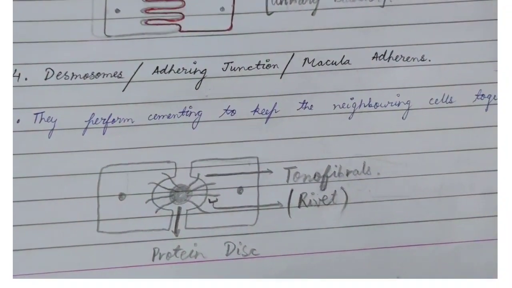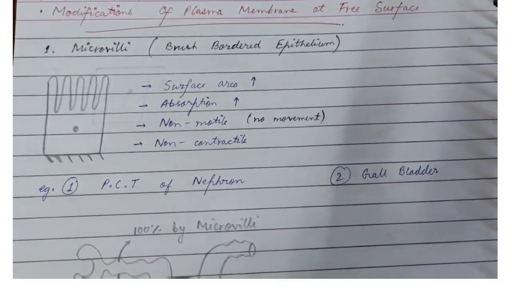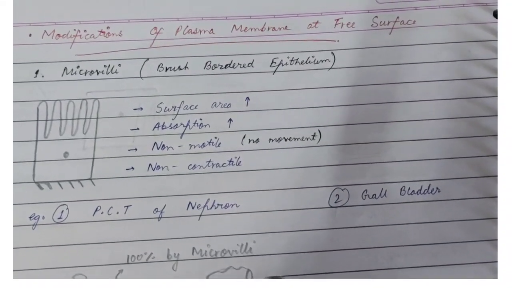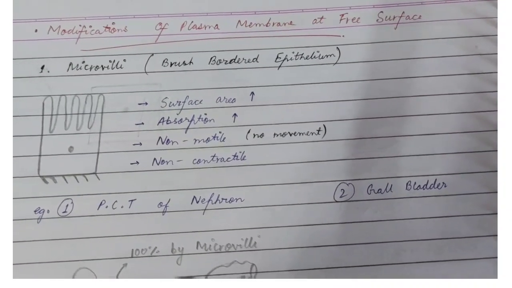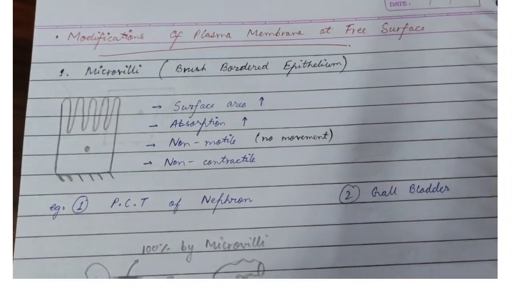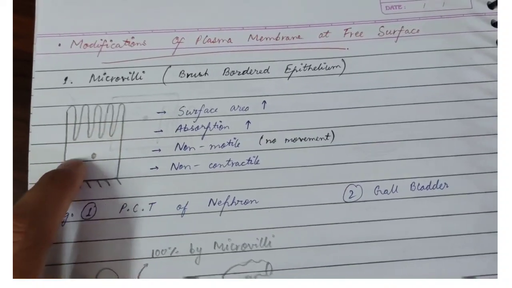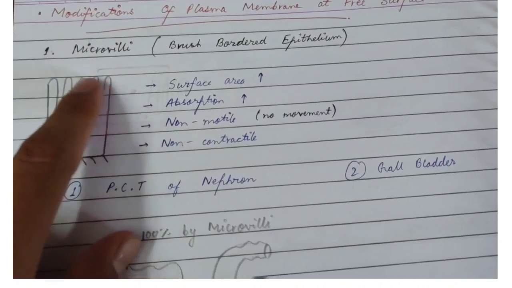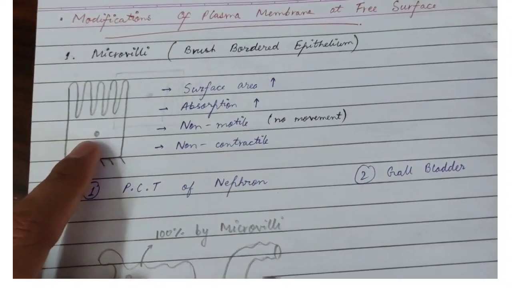Now we will talk about the modifications of plasma membrane. There are many types of modifications, but today we will learn about microvilli. Villi are basically found in the small intestine, but here it is microvilli. It is also called brush bordered epithelium. You can see in this figure, this is the epithelial cell and there are finger-like projections here also. These are known as villi. They increase the surface area, and so increase the absorption.